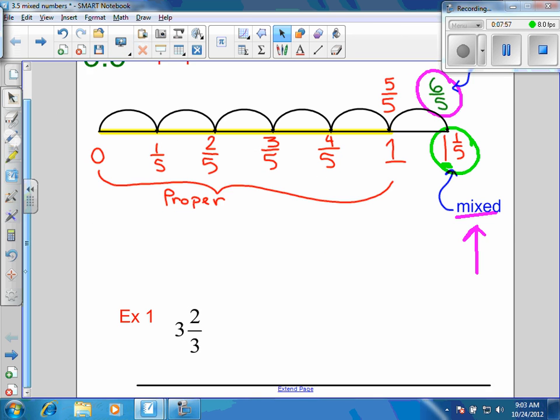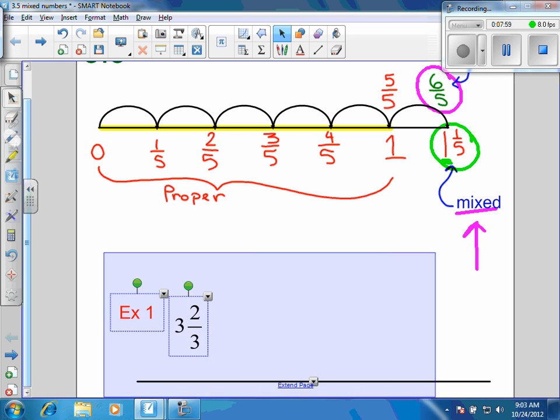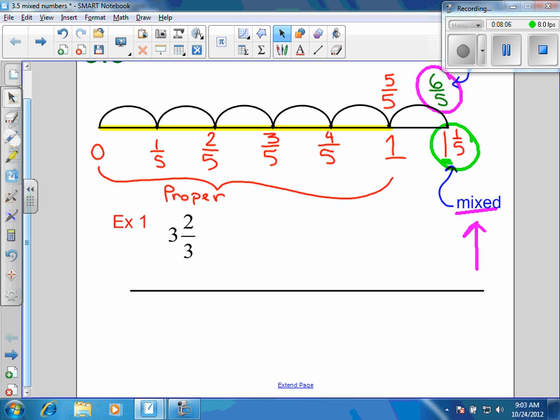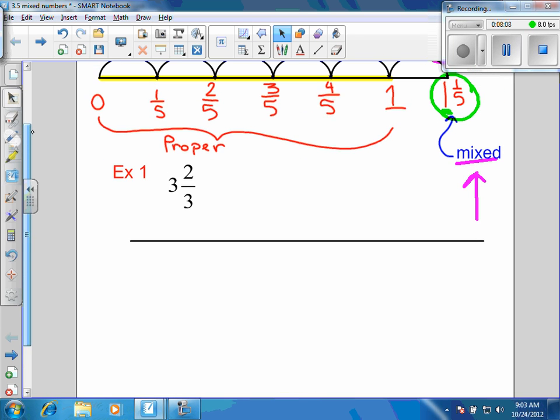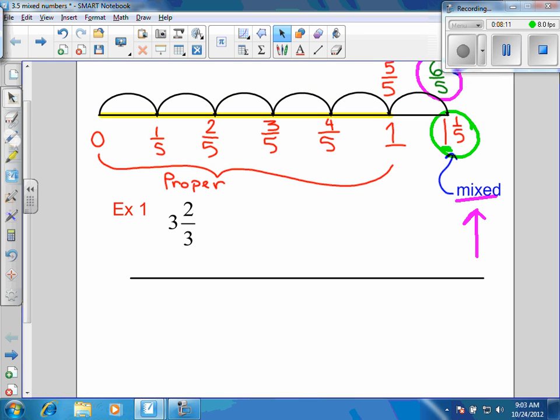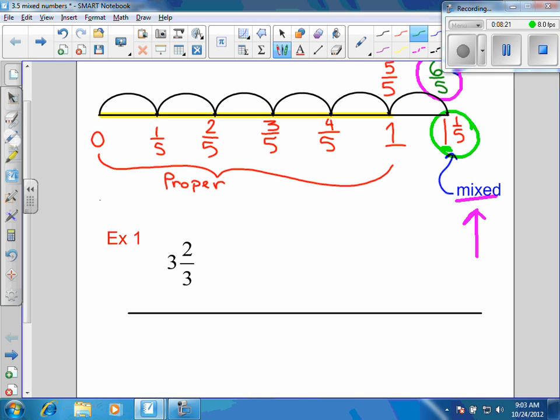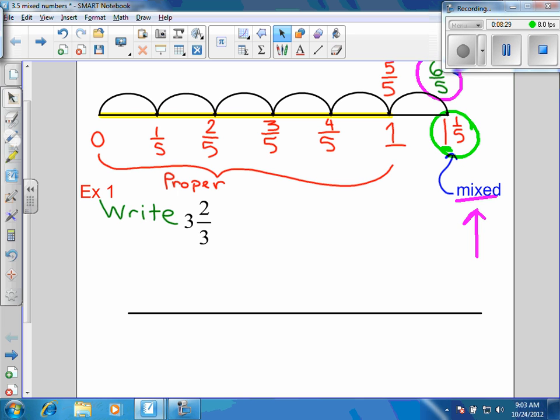So we're going to use that same idea here to make a number line and figure out how to do 3 2/3. And the directions were change 3 2/3 to an improper fraction. Okay, so that's what we want to do. We want to change 3 2/3. I'll write that out. 3 2/3 as an improper fraction.